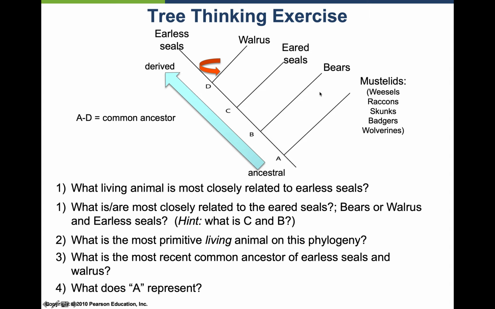Okay. All right. What is the most primitive living animal on this phylogeny? So you should be able to get this pretty quickly. You go down here, the most ancestral branch is going to be the mustelids. These are things like skunks and badgers and wolverines. And then what is the most recent common ancestor of earless seals and the walrus? You should be able to get that one on your own. I'm not going to answer it. And then what does A represent on this phylogeny? A right here, what does that represent? That is actually the most recent common ancestor of all the species that we're looking at.